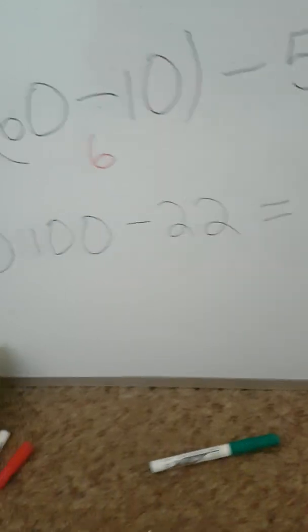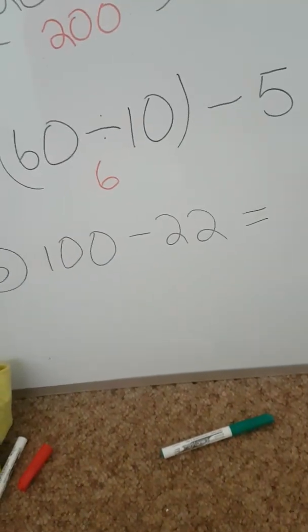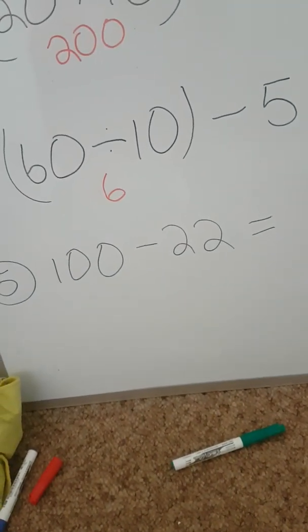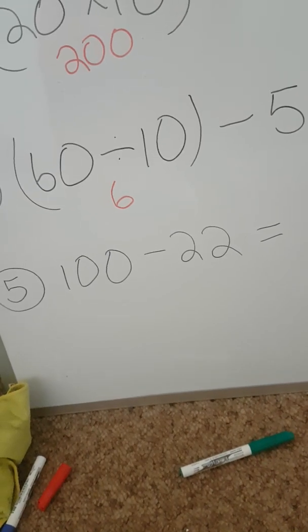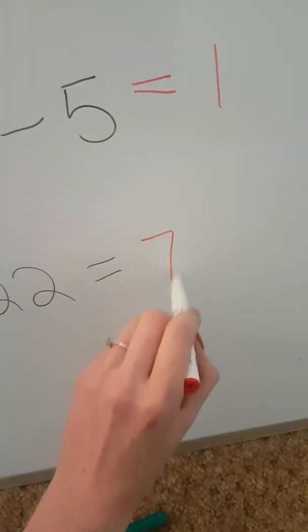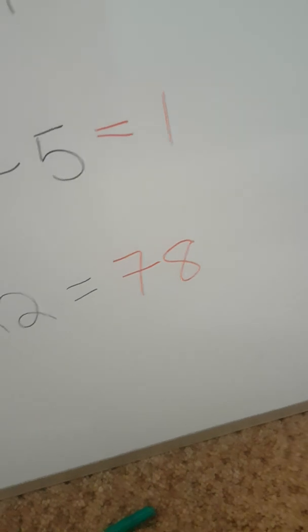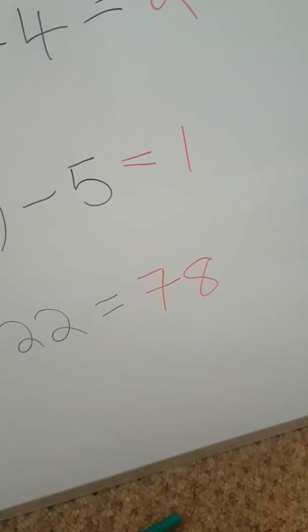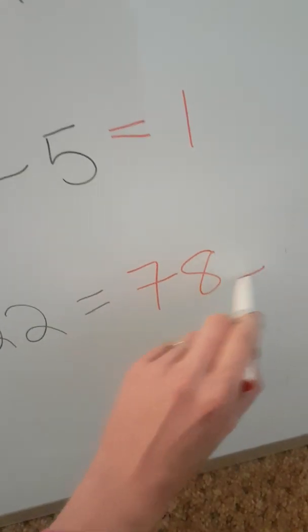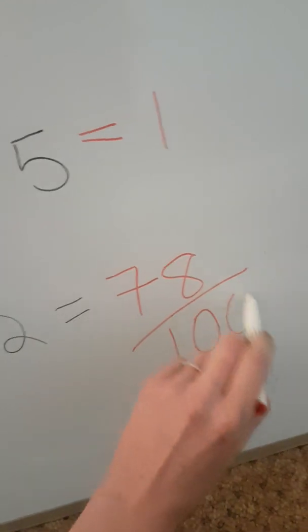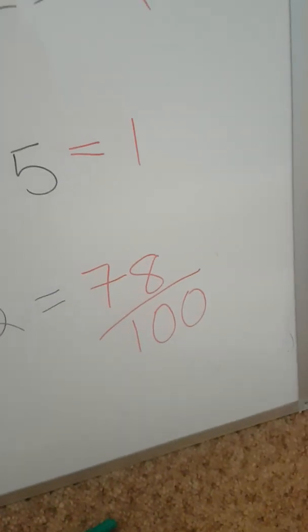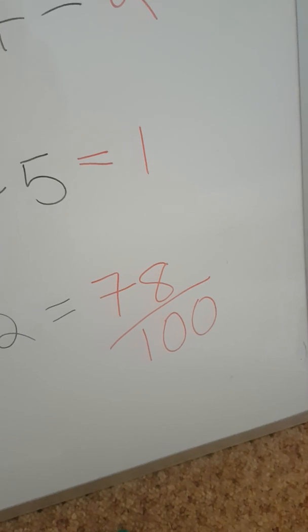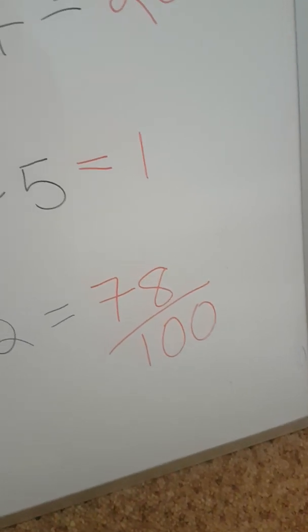So how many are not shaded? So I would just say 100 take away 22. So 100 take away 20 would be 80. And then 80 take away 2 would be 78. And it does say what fraction is unshaded. So it will be 78 out of a total of 100. So 78 over 100. Now you can simplify that if you want, but there's no need. 78 over 100 is perfect.